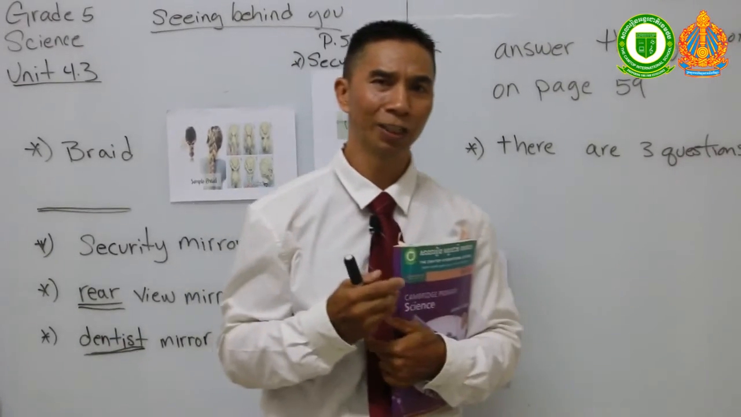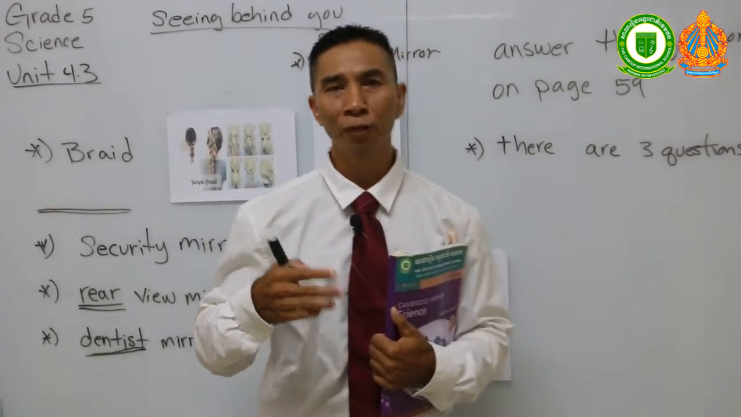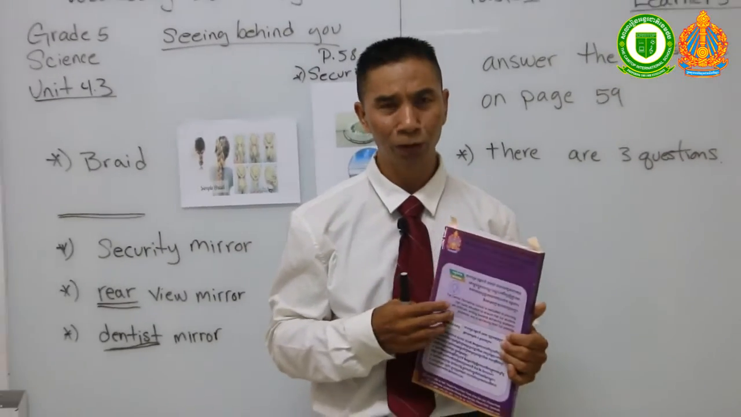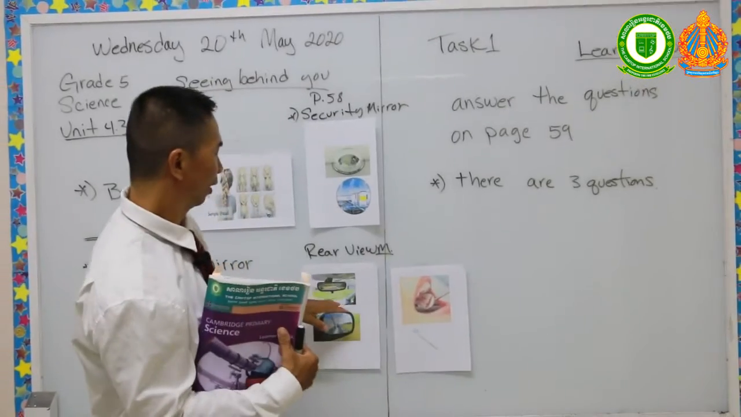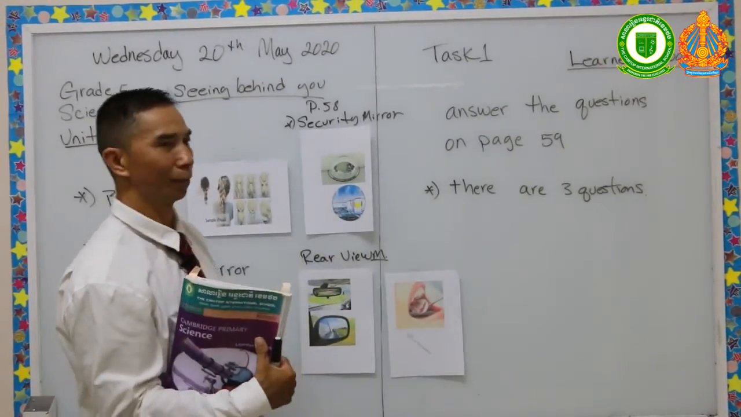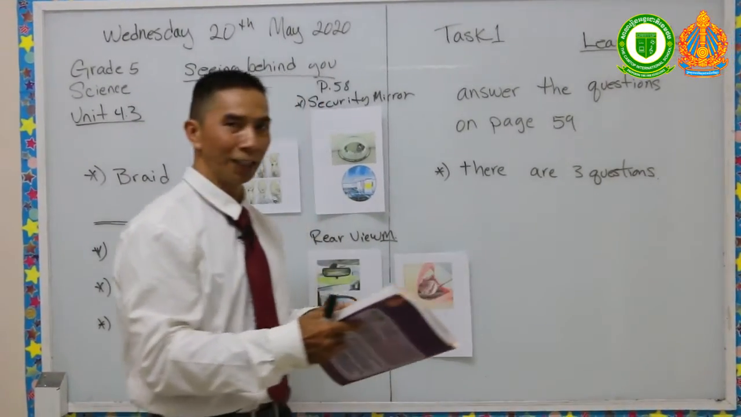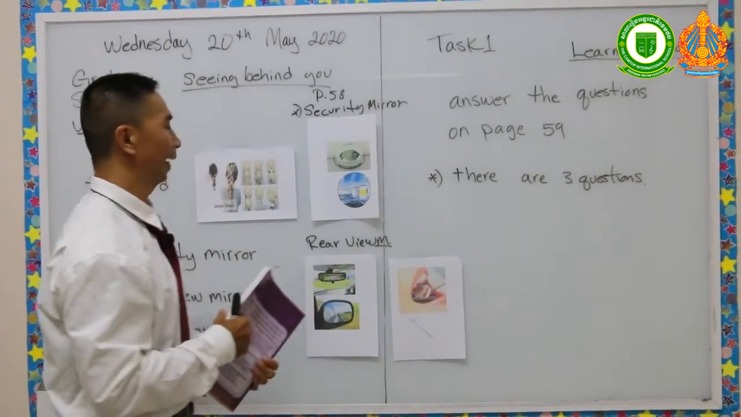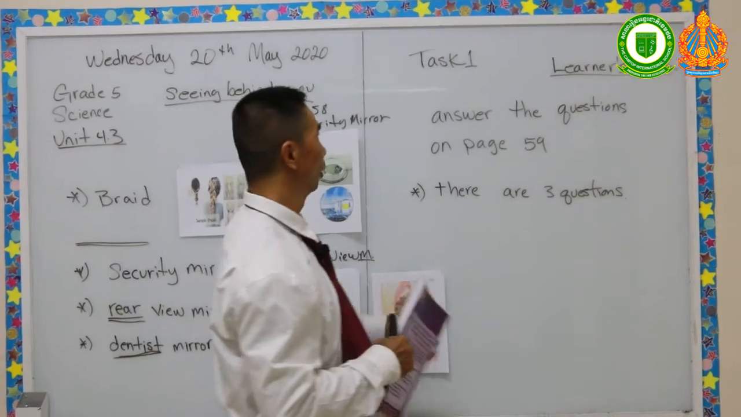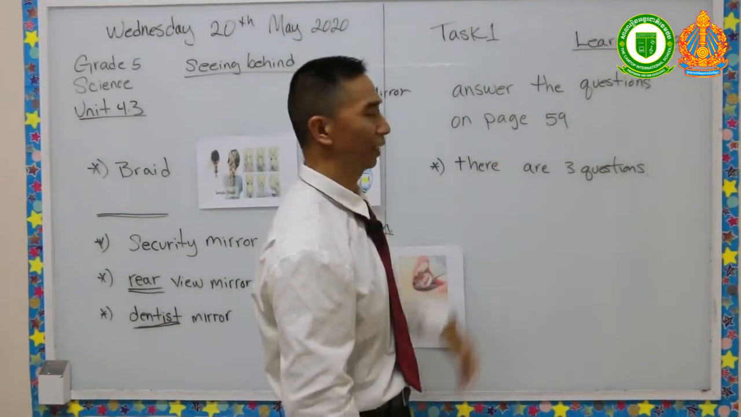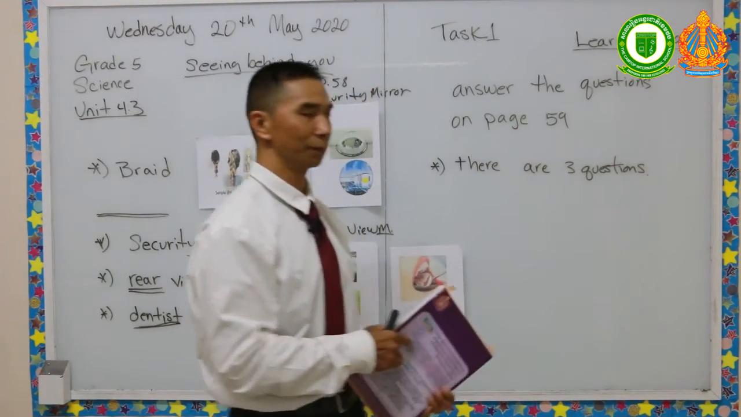Again, I don't want to explain to you in too much detail because we will read more about it. I want you to answer these questions in the book about the dentist mirrors, rear view mirrors, and the security mirrors. Once you have read your readings on page 58 and understand it, I want you, on your first task, to answer the questions on page 59 in your learner's book.